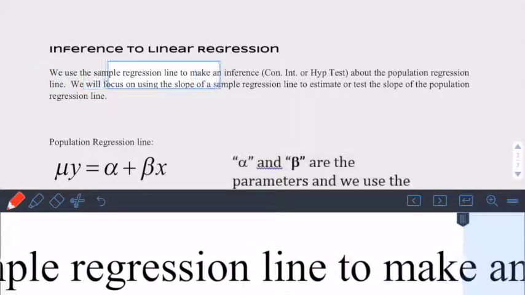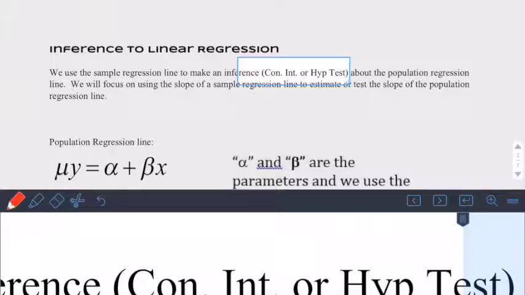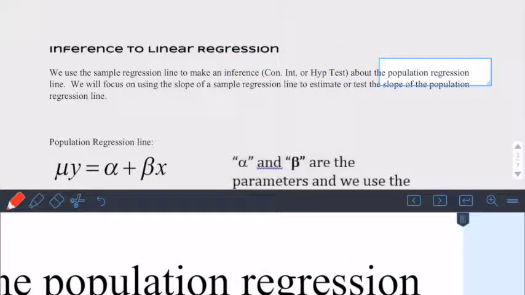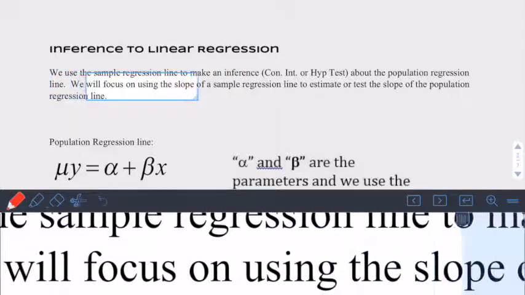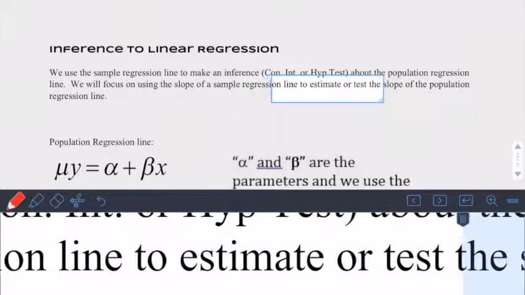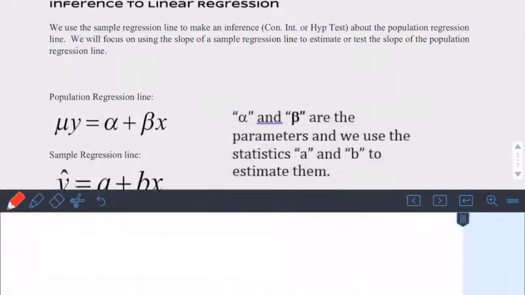We use the sample regression line to make an inference. Okay, we can do a confidence interval or a hypothesis test. Those are both inferences about the population regression line. We will focus on using the slope of a sample regression line to estimate or test the slope of the population regression line.